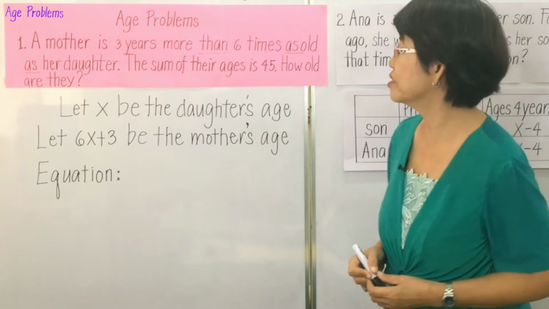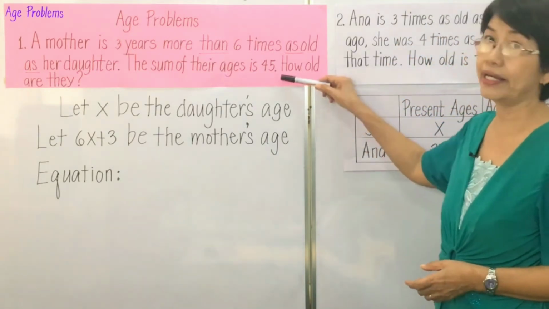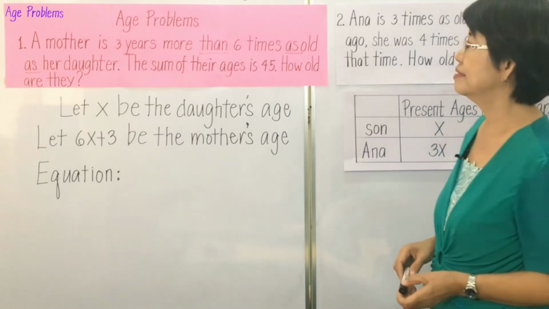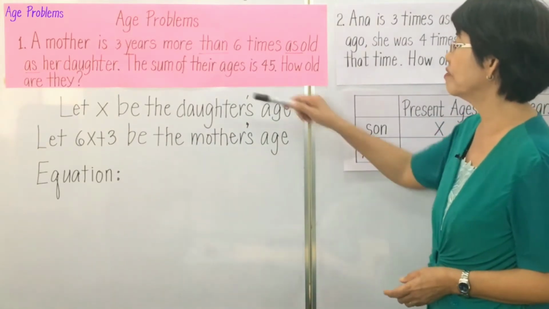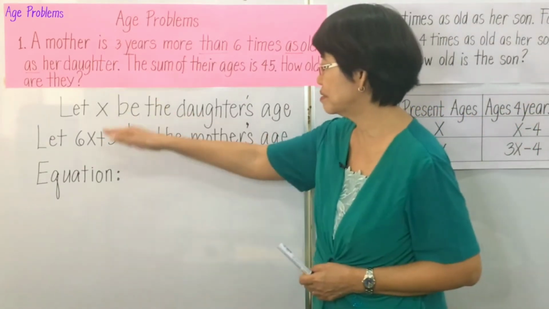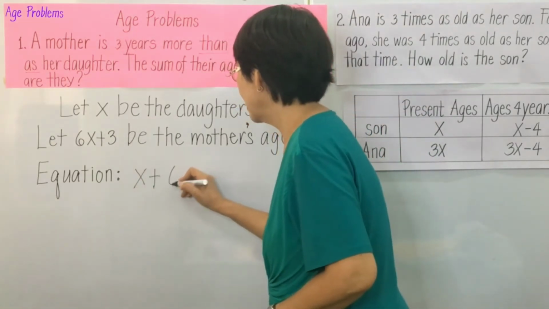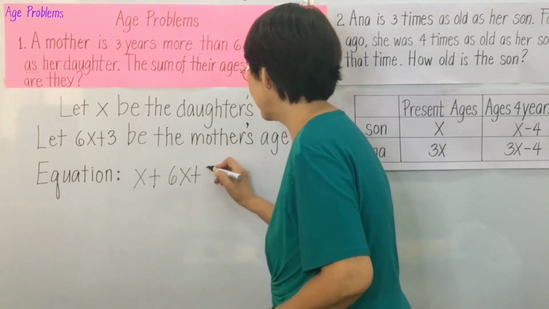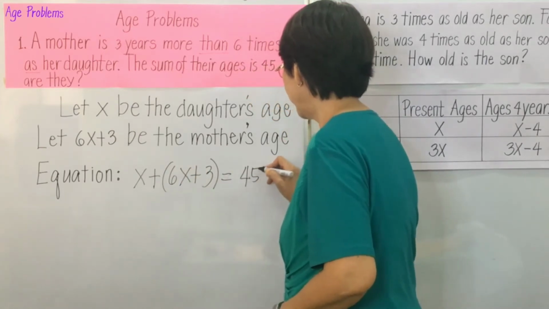So our equation will be represented by the second sentence. We translate the second sentence directly. The sum of their ages is 45. So we just get the sum of these two. We have x plus 6x plus 3 equals 45.